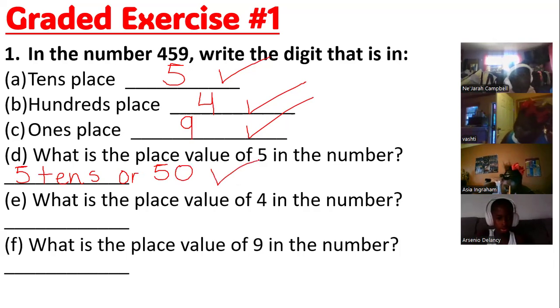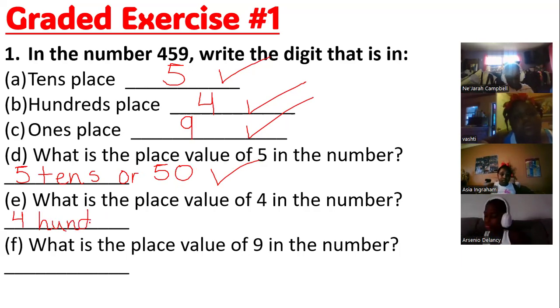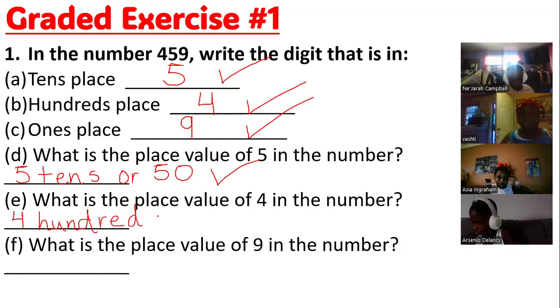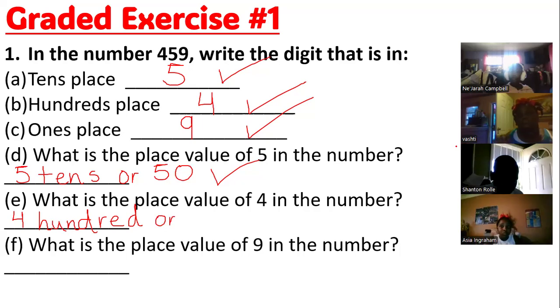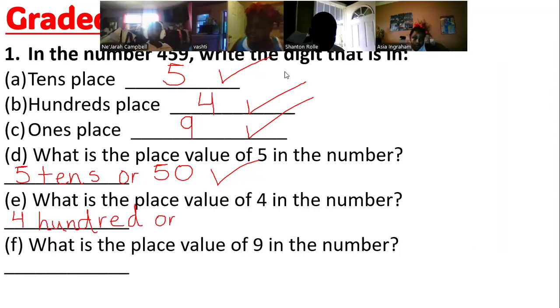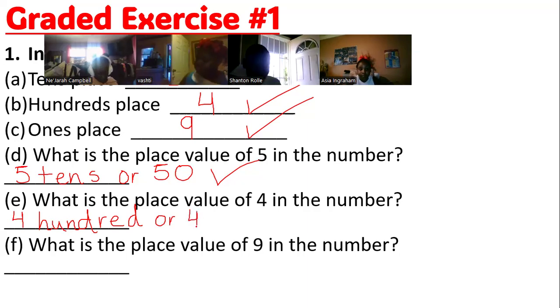Okay, what is the place value of 4 in the number? 400 or 4 tens? 400. Very good. Shanton, did you get this right? Where's Shanton? I'm here. Did you get it right? No, sir. What did you get wrong? Number E. I misinput ones. Okay, be careful. Make a correction.